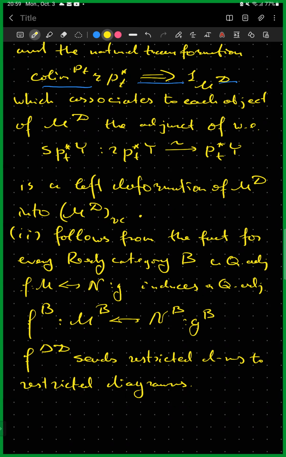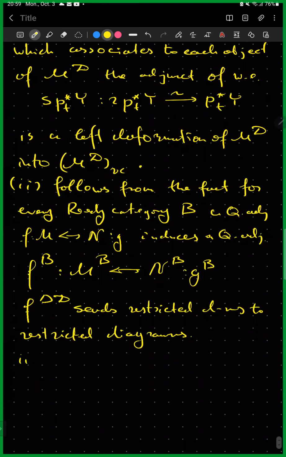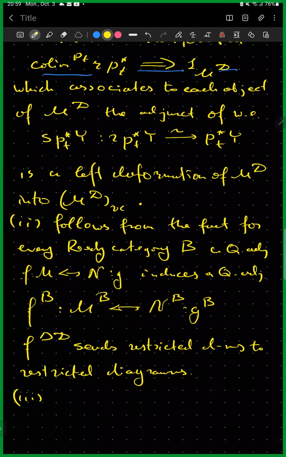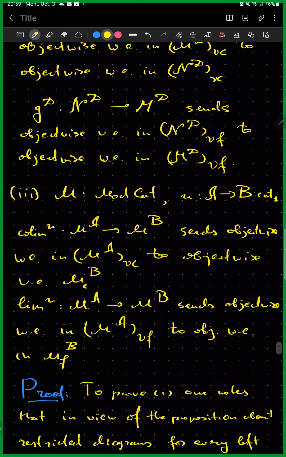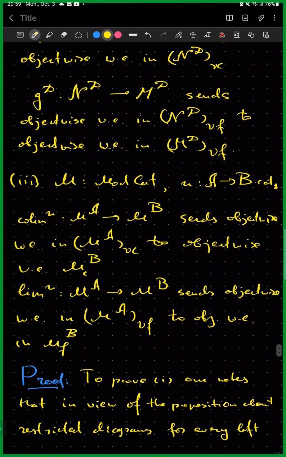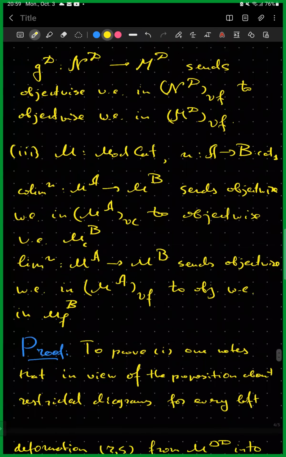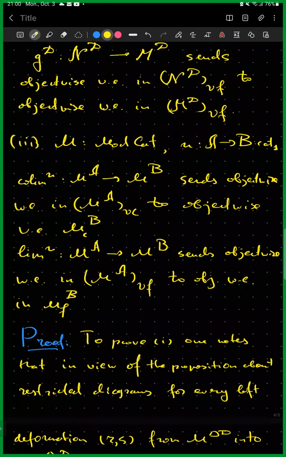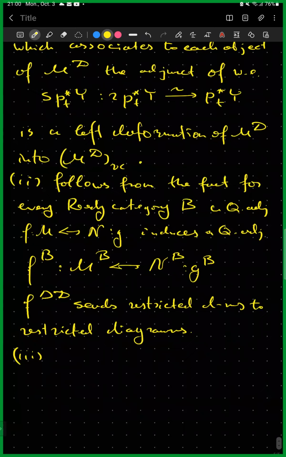It finally remains to prove the third point of this proposition, namely that if we have a model category and a functor between small categories, then the colimit functor between diagram categories sends object-wise weak equivalences in virtually cofibrant objects to object-wise weak equivalences in the category of diagrams with cofibrant objects.